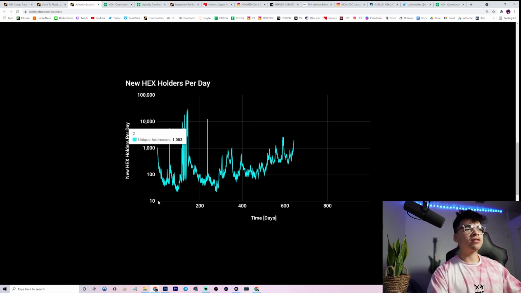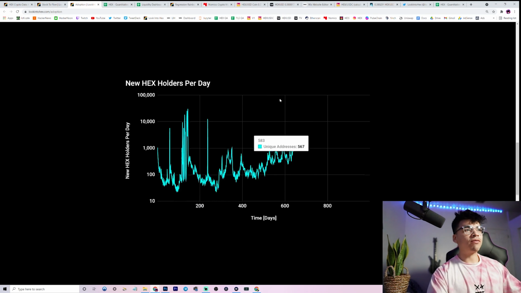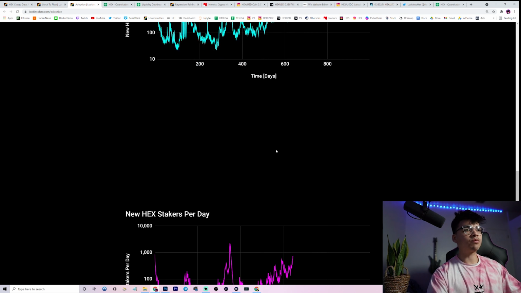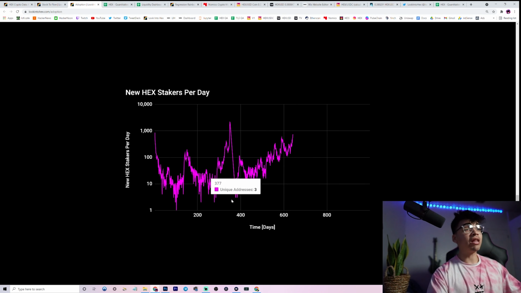So this in a way is a sort of velocity of adoption. So here you have adoption over time. Here you have the velocity of your holders over time. You can see we are close to max velocity we've ever had, right? Closing in on the 2,000 new addresses per day, with new stakers closing in at about 744. Again, approaching all-time highs in terms of the velocity, and we've had a steady uptrend ever since Big Payday.